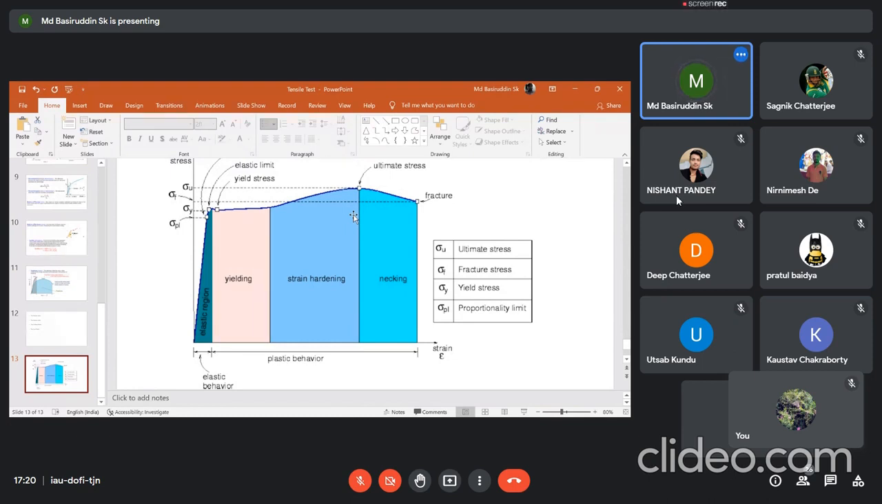Or you can separate the data from YS to UTS, take the log of that data, and then calculate the strain hardening exponent of a material. Now, the strain hardening exponent can vary from zero to one. So do you know the importance of this strain hardening exponent?